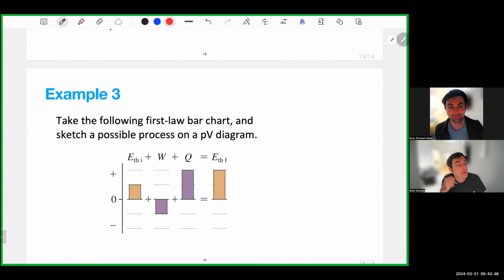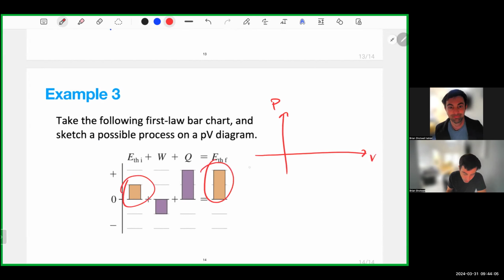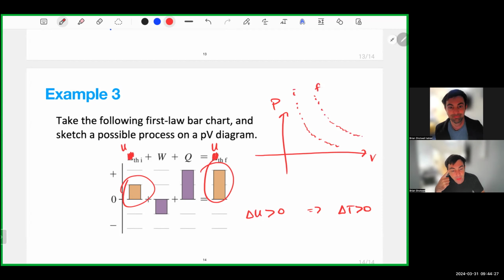Okay, so what about this one? Sketch a possible process on a PV diagram for this bar chart. One thing that I see right away is this one and this one. This is taken from a book where they use E thermal instead of U, but this is internal energy. So delta U is positive, which means that delta T is positive. So we're jumping to a higher isotherm. If our initial point is on here, our final point is going to be on a higher isotherm.